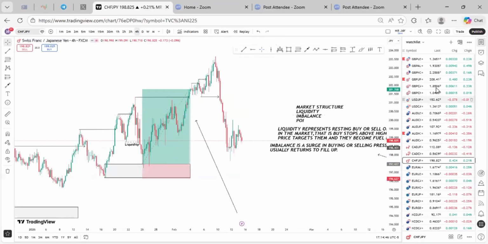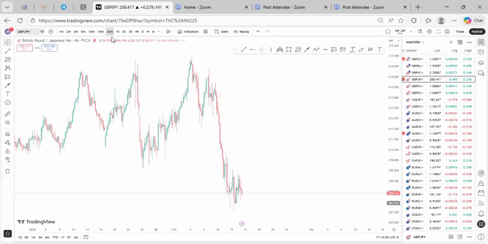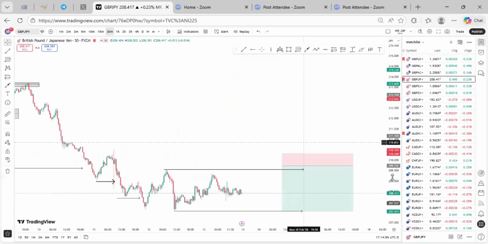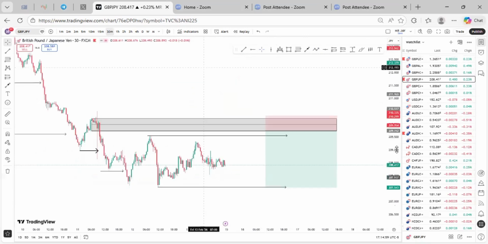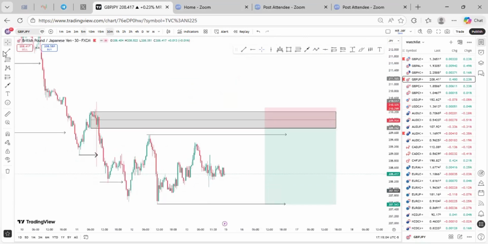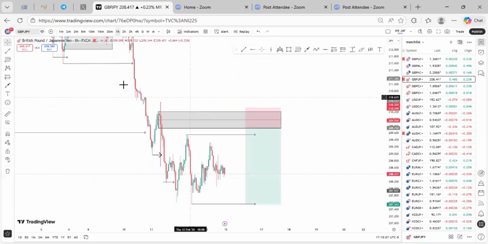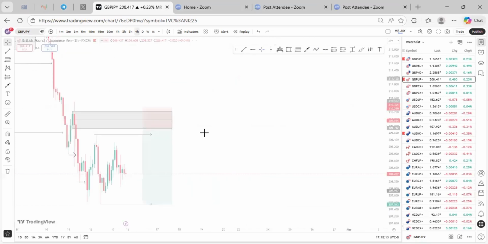So the next one is GBP. Let's look at GBP JPY. I think either something is about to play out here or I already took it. This week I'll be looking out for GBP JPY. So let me go over my thought process again in this particular trade on GBP JPY.